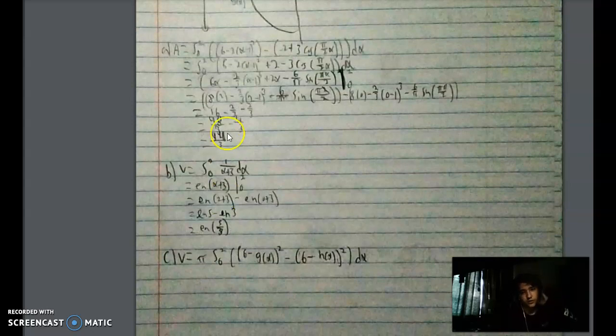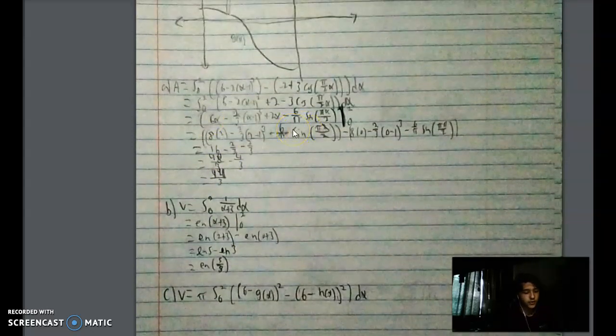So for this one, I didn't really use any tips because we didn't really have any tips on area between curves. It's just that they'll be there.